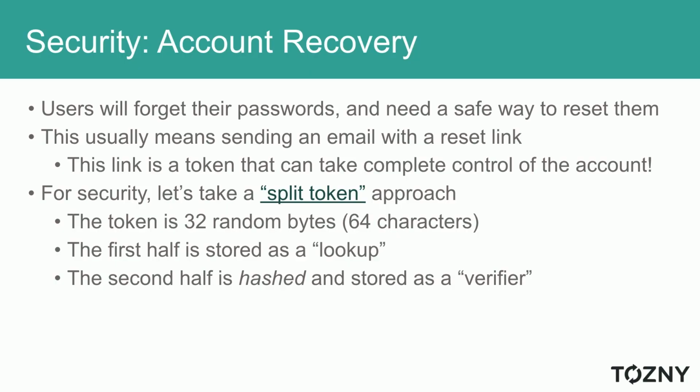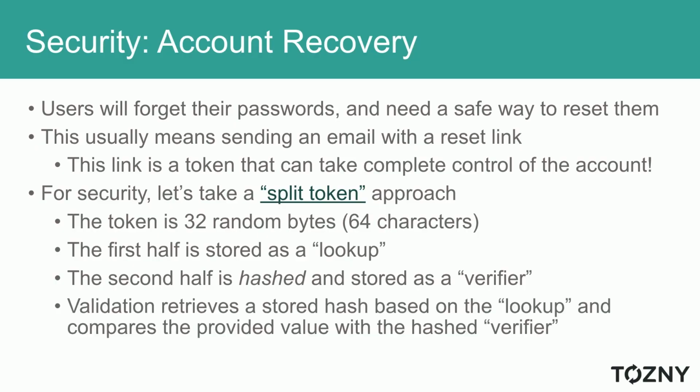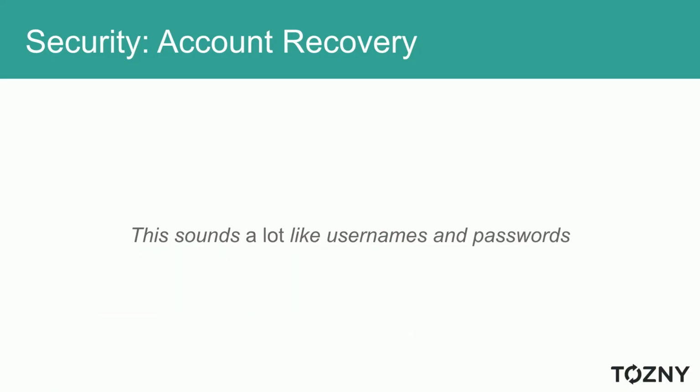The user, when they click on the link, is providing both halves in that one token. The database only has one half, so you can't actually guess the second half. Validation retrieves the stored hash and compares it with the hash of the verifier. And this sounds a lot like what we just did with usernames and passwords. It's exactly what we just did, except with usernames and passwords, the email address is the lookup and the password is the verifier. In this case, we have a single string where half of it is the lookup, half of it is the verifier. And now I'm going to explain why timing safe comparisons are so important.